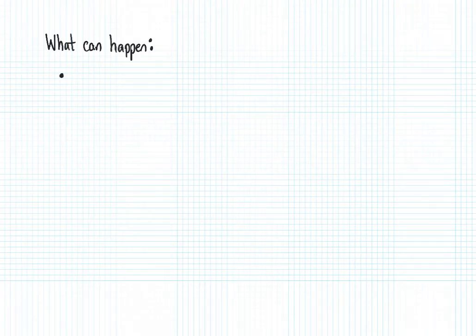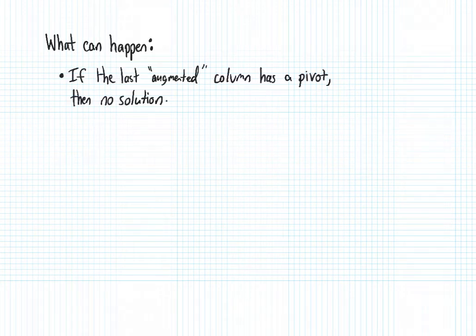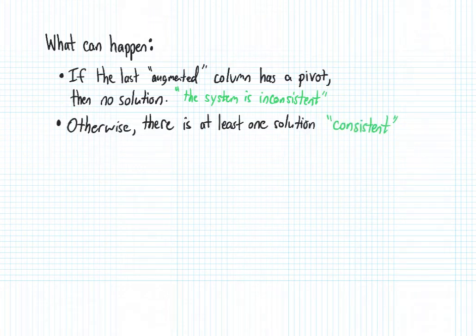So what are the things that can happen when you put a linear system in reduced echelon form? One of the things we saw is that if that last augmented column has a pivot, then there is no solution, because the only situation where that happens is when that equation for that row with the pivot says that 0 is equal to 1. In this case, the terminology that we use is that we say that the system is inconsistent. It does not have any solution. But this issue with the last augmented column having a pivot is really the only thing that can go wrong.